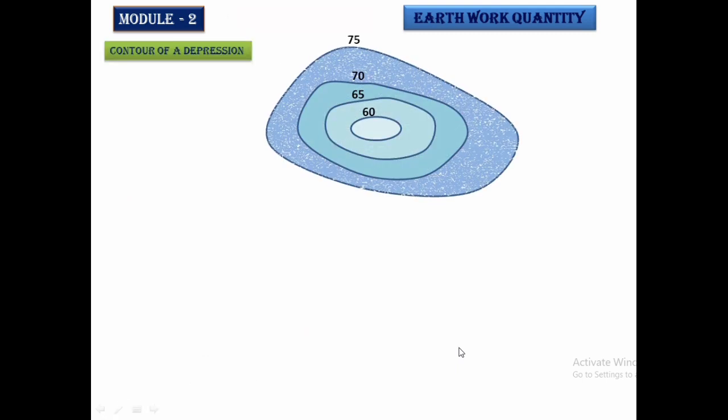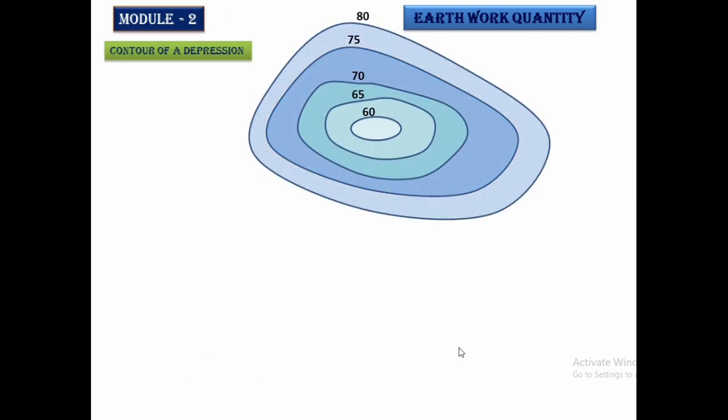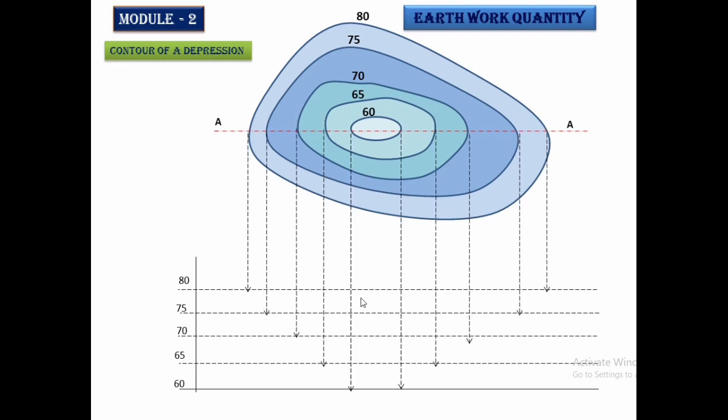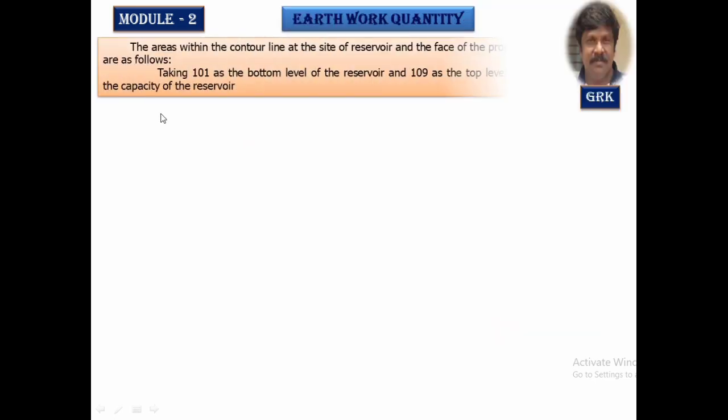Or if it is a depression like this, the inner contours will tell me that it is the lower portion, and this is at the higher level. I have taken a section and plotted the cross section. I want to find out the water impounded in this pond. So we are going to make use of the contours and find out the volume stored in this pond by this method, the contour method. I'll take a typical example.